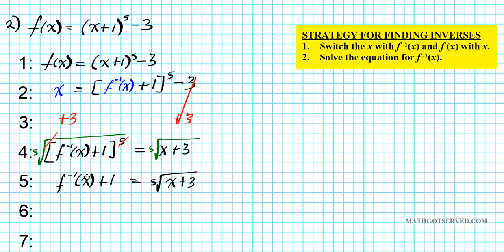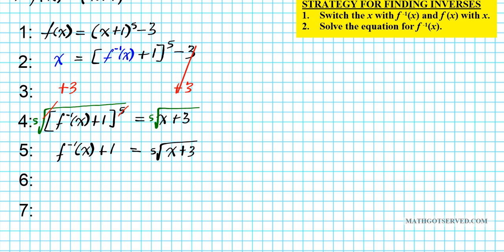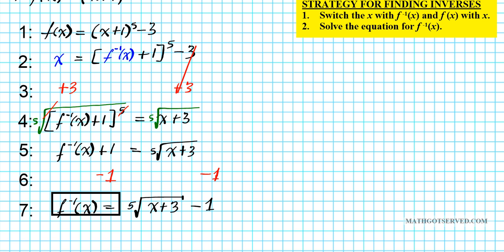To finish this problem off, we'll simply subtract 1 from both sides of our equation to have f inverse of x isolated. Okay, so if we carry out the subtraction, we're going to have f inverse of x equals the 5th root of x plus 3 minus 1. Okay, so basically this function is the inverse of f of x.